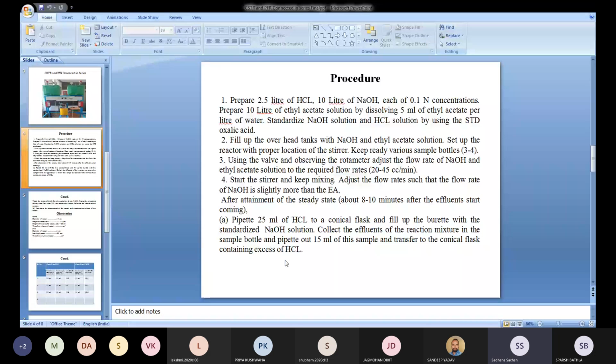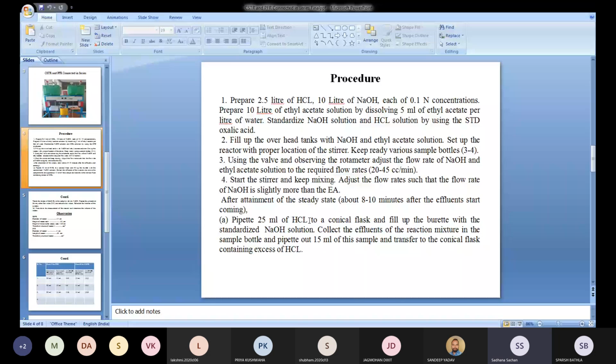We take a small conical flask where we take 25 ml of HCl solution. In this, for every sample, suppose we take a 15 ml sample and mix it with this 25 ml. The purpose is that the HCl will react with the sample solution, and the sample may have some unreacted component, suppose unreacted NaOH, that will react against this HCl. So we can find out whatever components have reacted here.